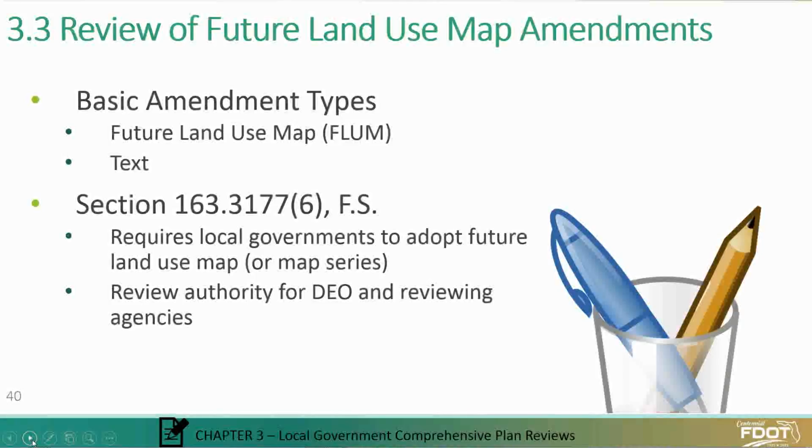So when a future land use map amendment comes in, it changes that vision for a particular area within a jurisdiction. And that can have impact on transportation facilities. For example, if you're changing an area from agricultural use to commercial use, you're going to generate potentially more trips. So things like that have to be digested, understood for their impact, to see how, if any, mitigation needs to be done.